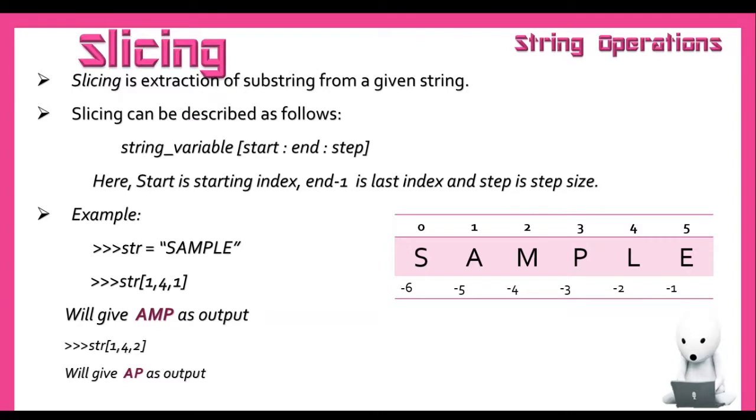See, two examples are given here. In the first case, I've taken a string called sample. str[1:4], 1 is the starting value, 4 is the ending value. So the last index it will take out will be 3 and the step size is 1. So from sample, it starts from index 1, that is a, then 2 and 3. a, m, p will be given as the output. And if we take str[1:4:2] and change the step size to 2, it skips one element in between and gives the output as a.